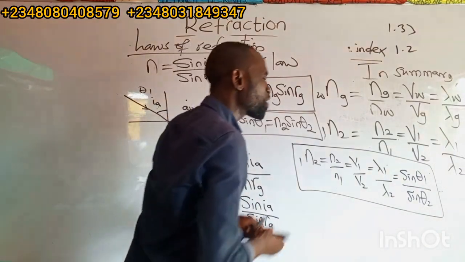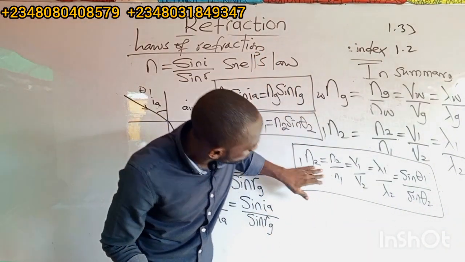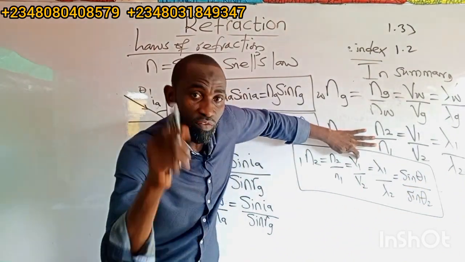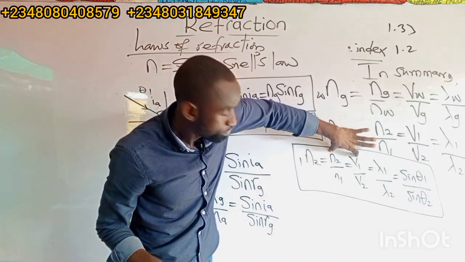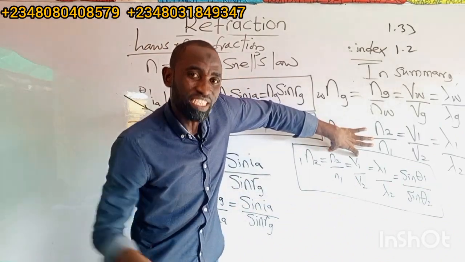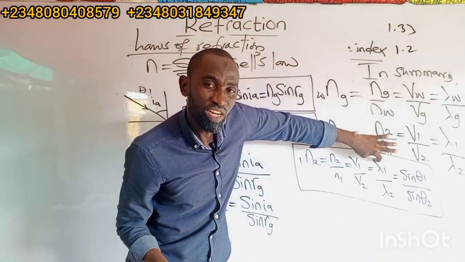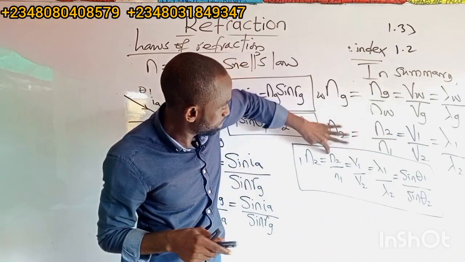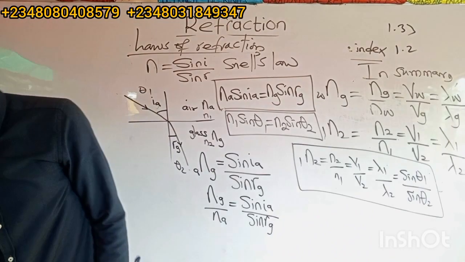They can give us any question. Let them read the question. Any question given, you can use any of these. You can relate this with this. If the question involves refractive indices and speed, I'll use this. If the question involves refractive indices and wavelength, I'll use this and this. If the question involves refractive indices and sine of angle, I'll use this and this. So let us quickly solve some questions.